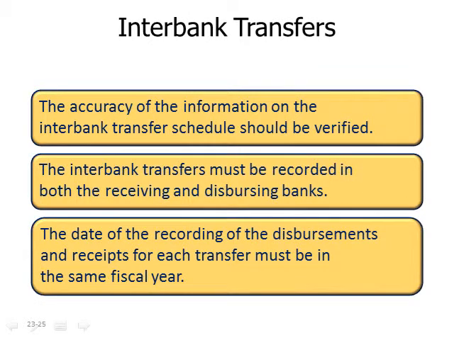And so with respect to interbank transfers, the accuracy of the information on the interbank transfer schedule should be verified, and we can do that by comparing these to the proof of cash or to the bank statements from each bank. The interbank transfers must be recorded in both the receiving and disbursement banks, so that we can account for both the in and out in both accounts. And then the date of the recording of the disbursements and receipts for each transfer must be made in the same fiscal year. And there again, we want to make sure that we're not violating cutoff principles, and that we're ensuring that no fraud has taken place.